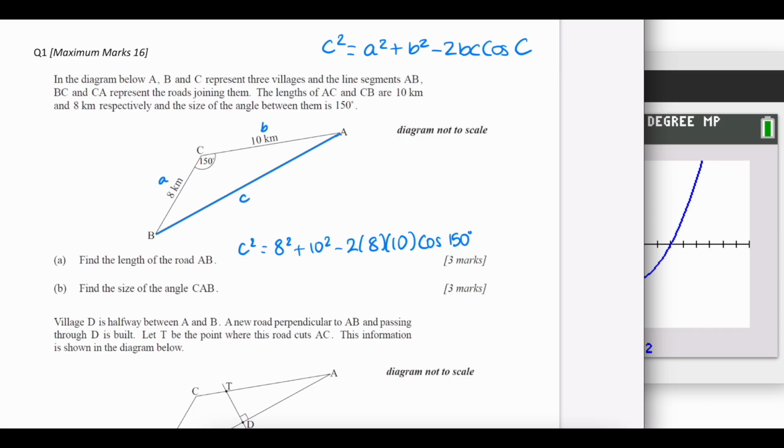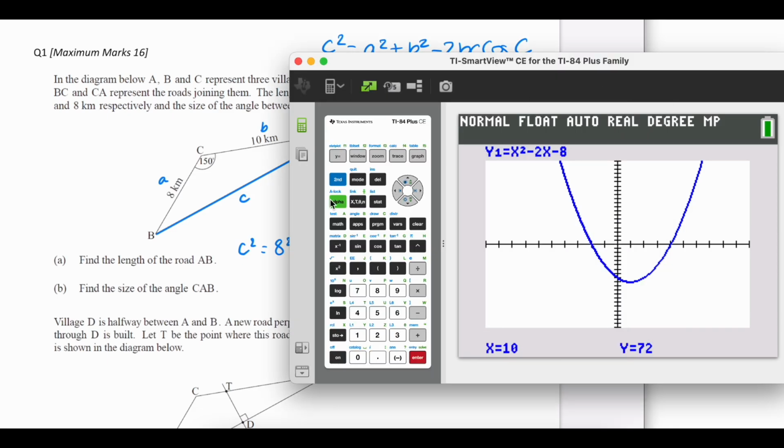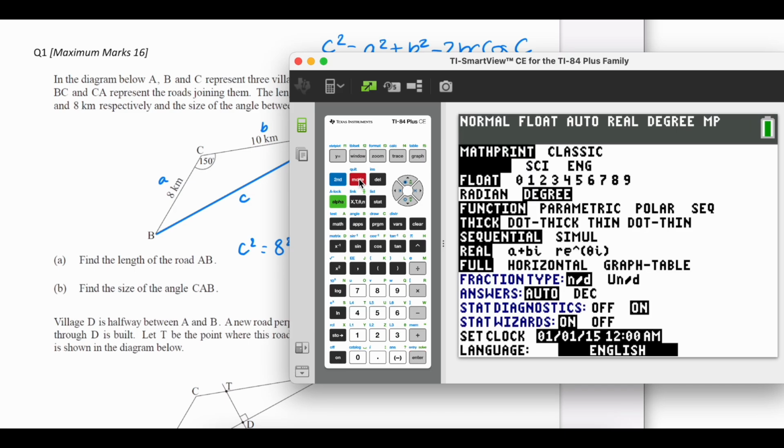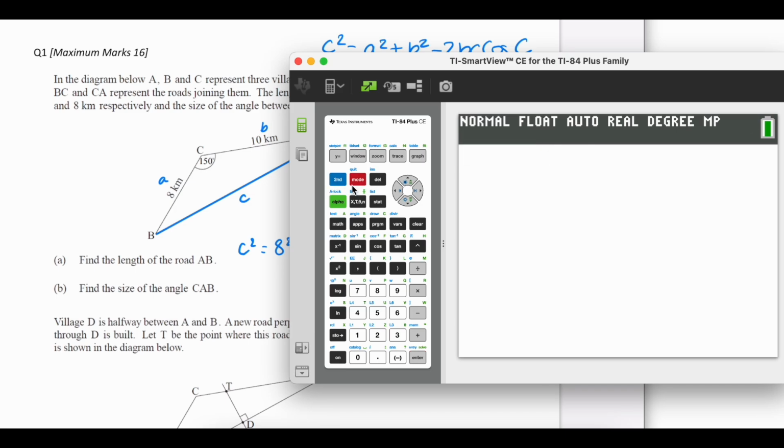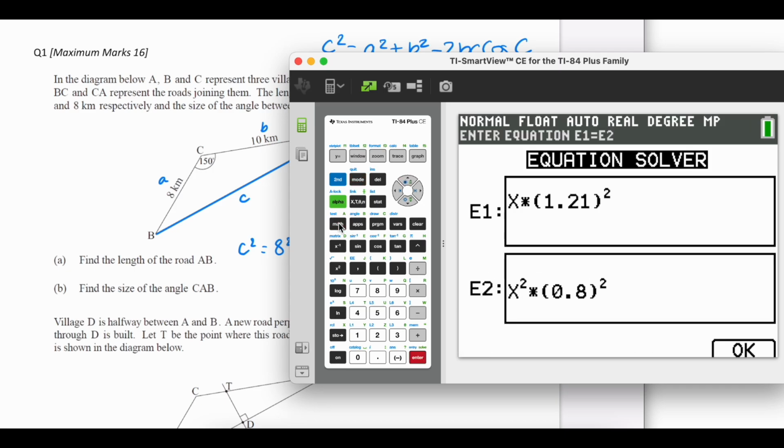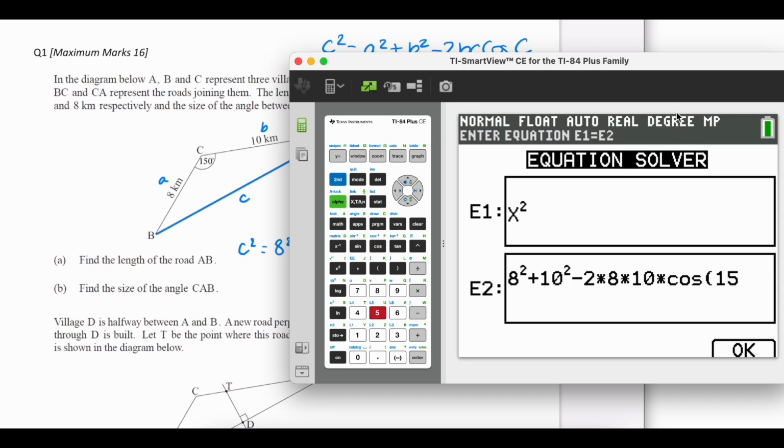degrees. So I can now just go to my GDC, so clear whatever is on there, and we can type that in. Now it's up to you how you solve that one. I'm going to use a numeric solver. So the first one is x squared. This is the left-hand side of my equation, and I'm calling it x. And then the second side is 8 squared plus 10 squared minus 2 times 8 times 10 times cosine of 150, and always double check that you're in degrees.